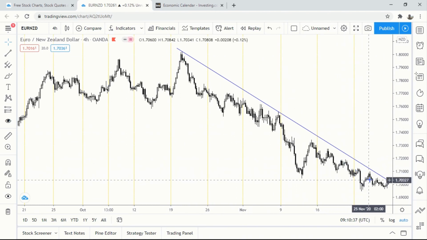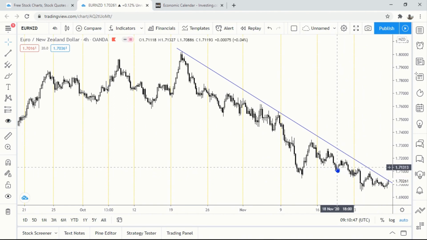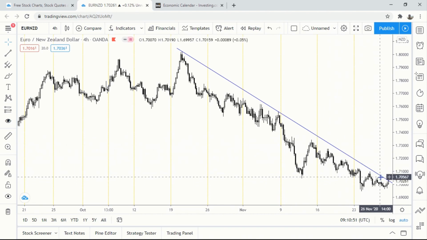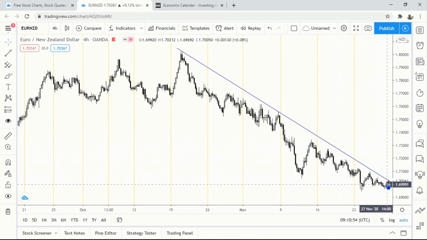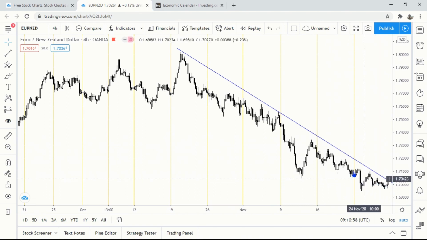But then the previous week ended with just a slight touch to the trend line that is acting as resistance right now. For the EURNZD to turn momentum, the EURNZD has to establish a break above the downtrend line. As long as EURNZD remains below the trend line, which is acting as resistance right now, the bears would remain in full control. So we will be looking at a break above this very level.